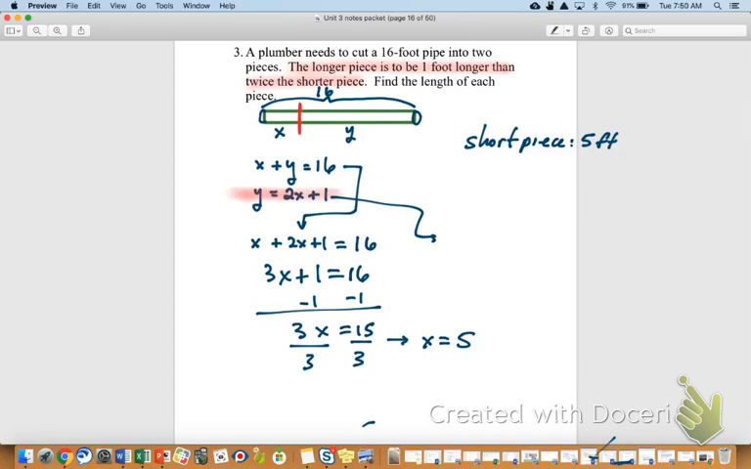And then the longer piece, I just need to plug back in, and I will use this equation to plug back in. y equals 2 times 5 plus 1. So that's 10 plus 1, which is 11. So the long piece is 11 feet.